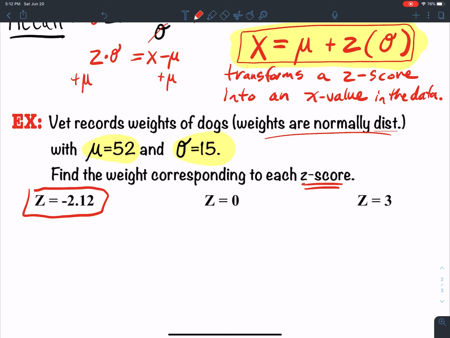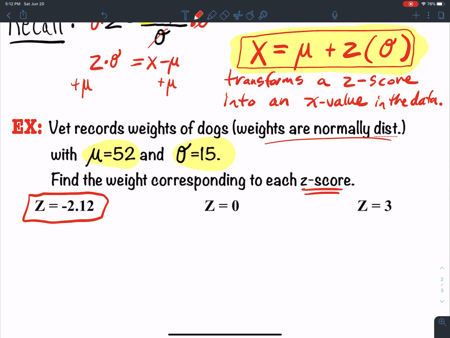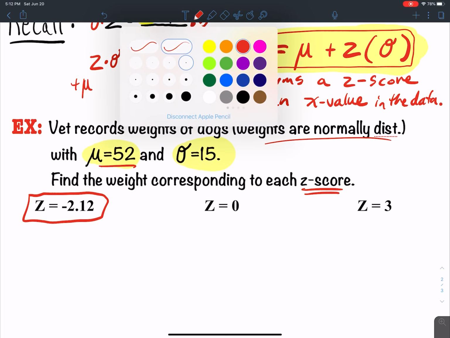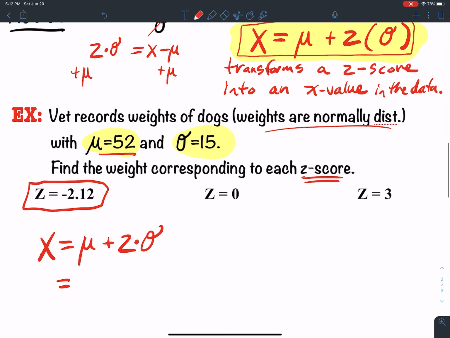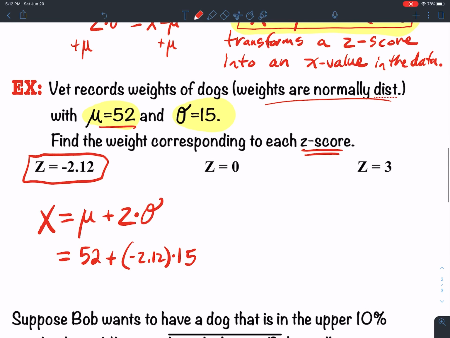We're given a z-score of negative 2.12. Remember, z-score is how many standard deviations away from the mean we are, right? So it looks like we're below the mean of 52 pounds, so this is a pretty lightweight dog, okay? So not too light, but certainly less than 52 pounds. So how do I do this? The value equals the mean plus the z times the standard deviation. So the mean is 52 plus z, which is negative 2.12, times the standard deviation, 15. When I multiply this out, what do I get?